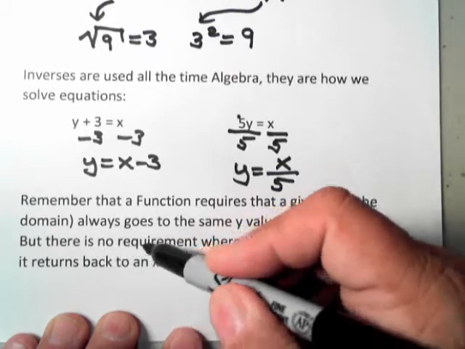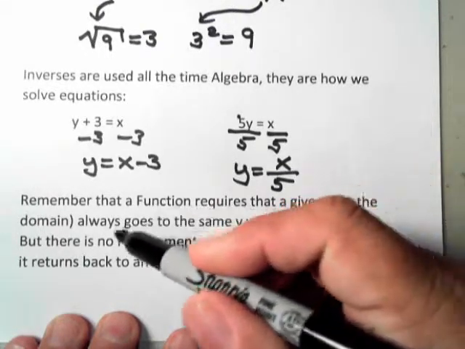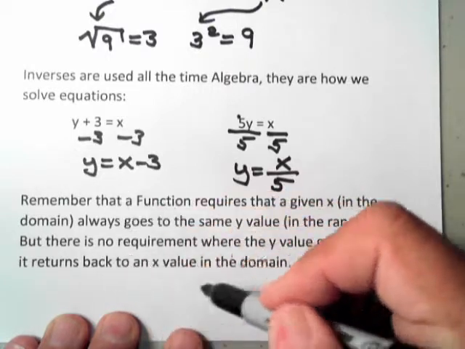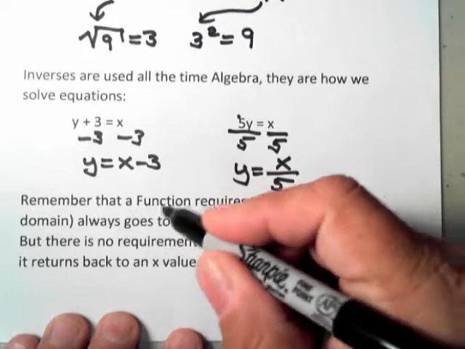But there is no requirement that the y value, the 9, goes only back to the 5. It could go to some other values. Well, that's fine for just working with functions.